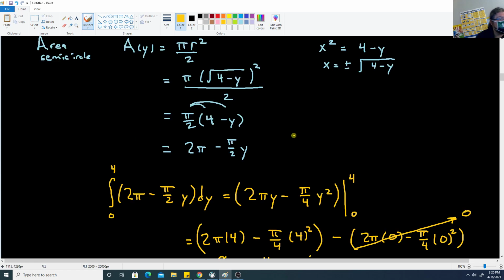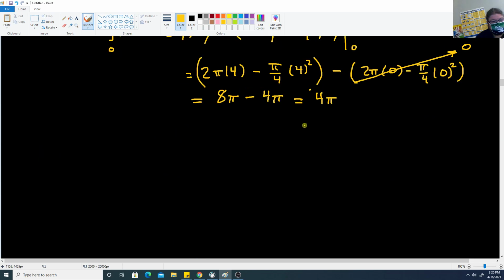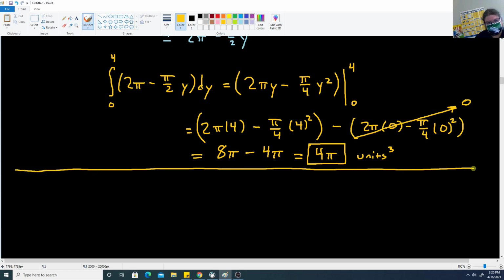Let's see, do we have units on this? Is this centimeters or meters? They don't specify units, so we say, okay, this is 4 pi, and the units, if they asked us for what the units are, we would just say it's units cubed. It didn't specify that that was meters or anything. Okay, so that is the second one of these.